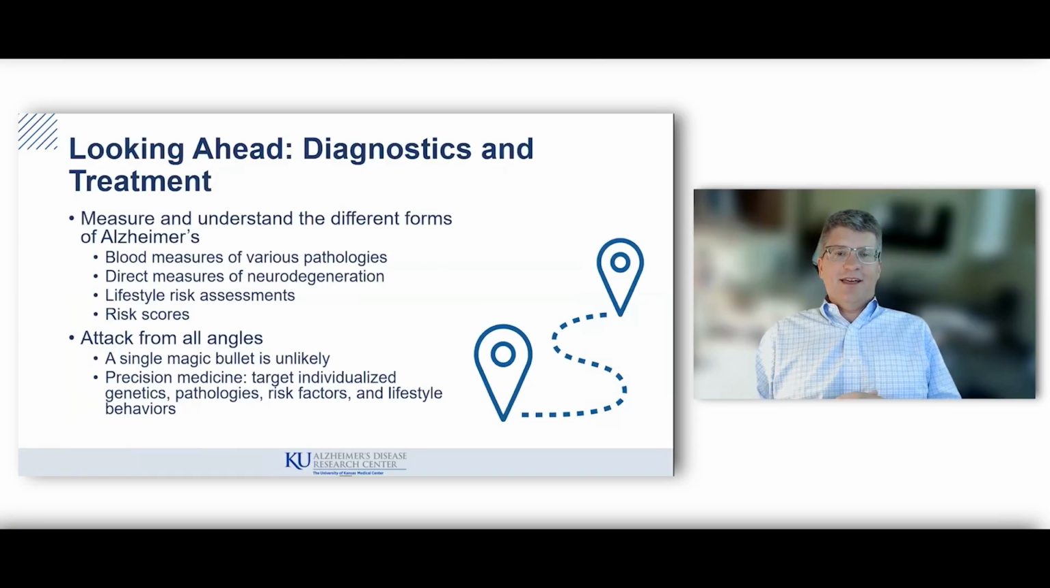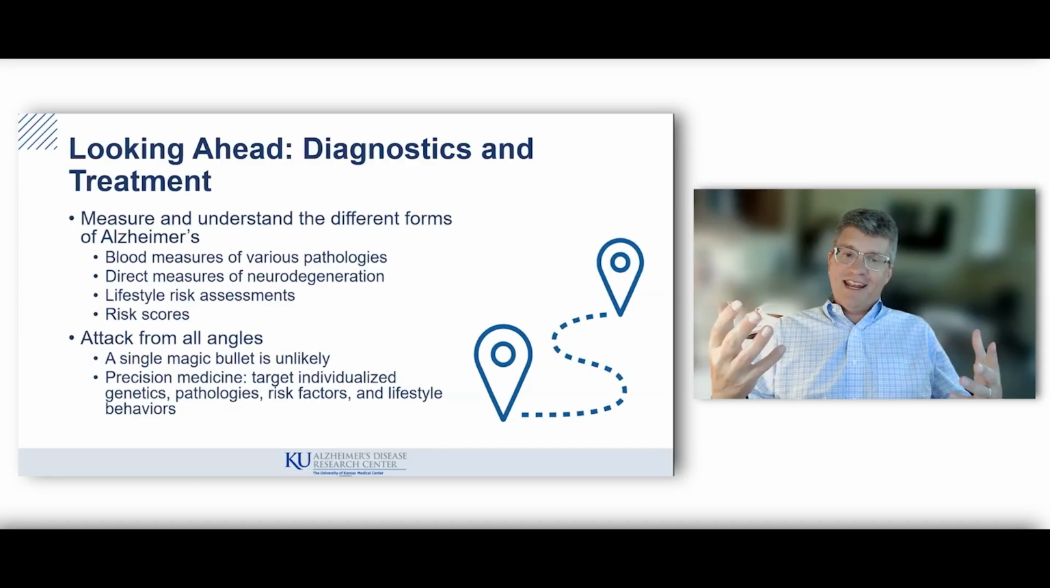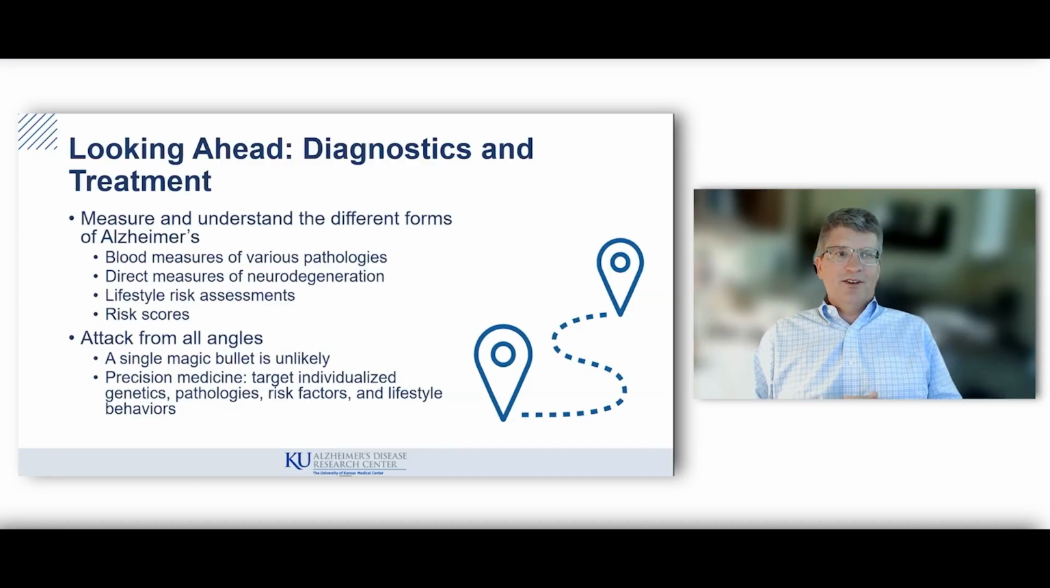And so looking ahead, I think diagnostics and treatment, we're moving quickly, and I'm very optimistic that these new measures of neurodegeneration, this new technology, is really going to help us understand, really be a game changer in terms of understanding how all these things interact, and also be a more direct measure of neurodegeneration. But what we need are more blood measures of the various pathologies. We need those more direct measures of neurodegeneration. We need to add in things like lifestyle and risk scores into our ability to assess a patient on a personalized level and look to the future, and then go after those changes and attack it from all angles.